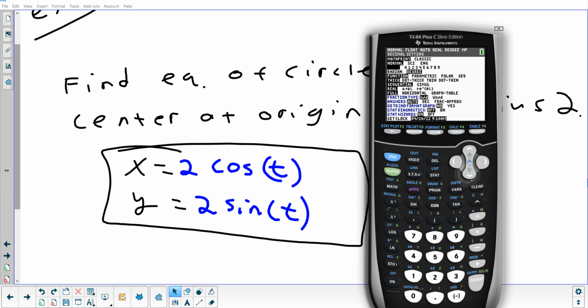Okay, so press mode. Put it back in parametric if you switched. Type in 2 cosine t. Type in 2 sine t. Let's go to our window.